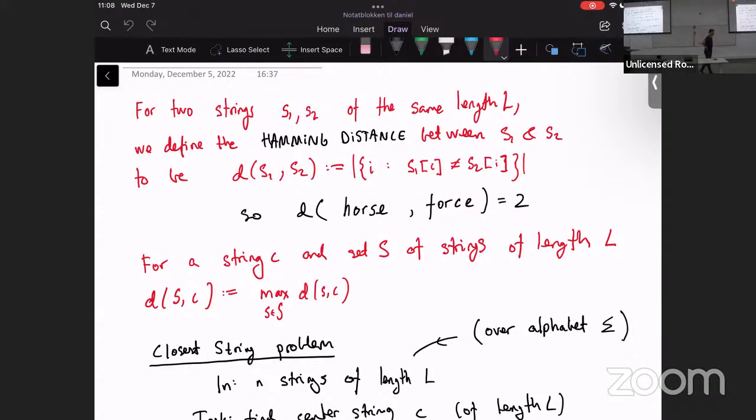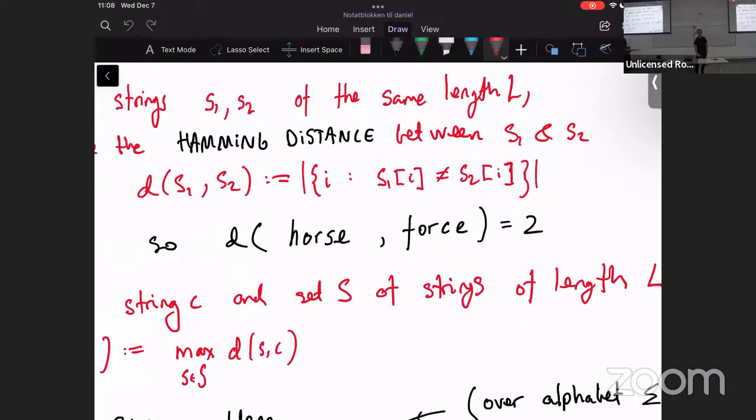So for two strings, S1 and S2, on the same number of characters, let's say L, we'll define the Hamming distance between them to be the number of positions where they differ. So you compare the first letter of the first string with the first letter of the second string, the second letter of the first string with the second letter of the second string, and so on, and you just count how many positions they differ in. So for example, the distance between horse and force is 2 because H is not equal to F and S is not equal to C.